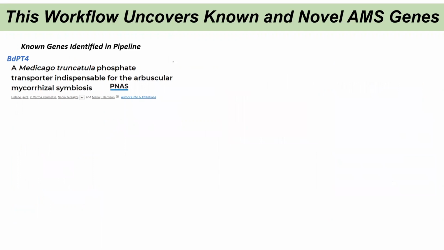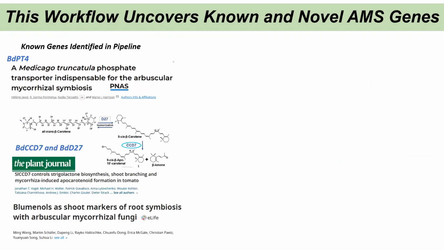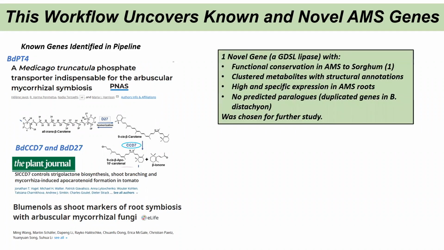So when we applied it to symbiosis, it uncovered both known and novel symbiosis genes. A few of the known genes that it identified were Brachypodium 54, a phosphate transporter, and CCD7 and D27, which are enzymes involved in the apocarotenoid biosynthesis pathway, which are important for facilitating symbiosis. We also chose to study one novel gene. This is the GDSL lipase. It had functional conservation in symbiosis with sorghum, clustered with metabolites with structural annotations, and had root-specific expression in sorghum symbiosis roots.